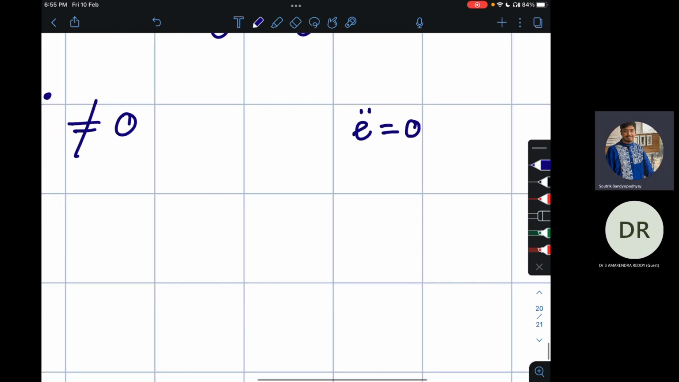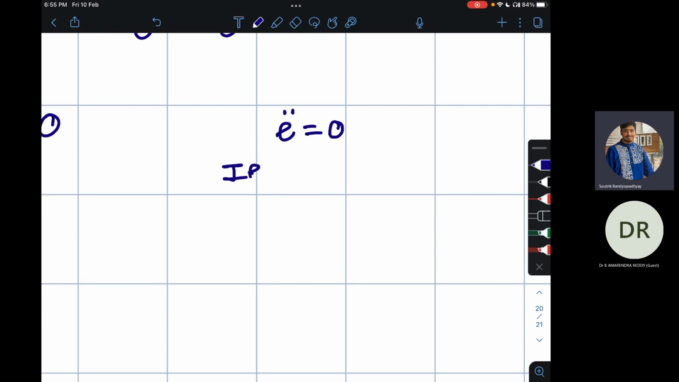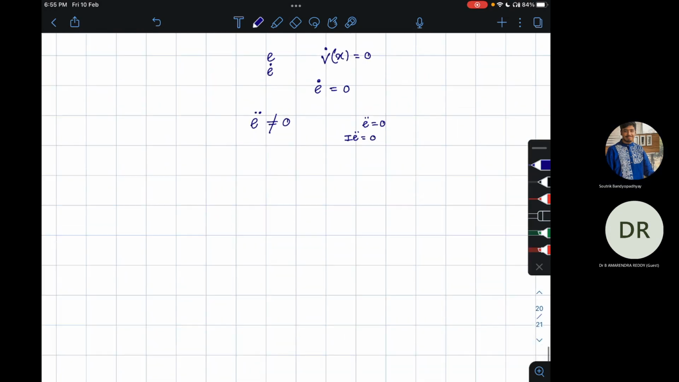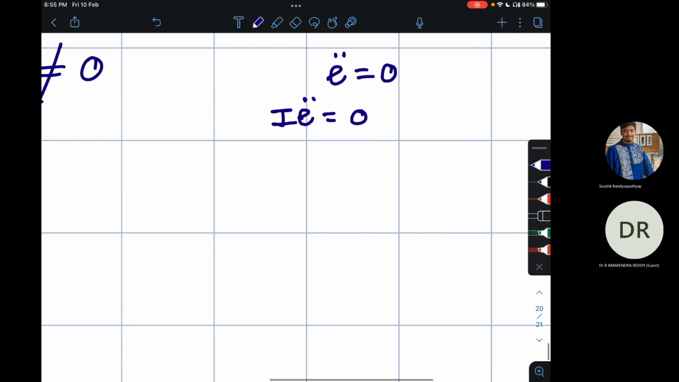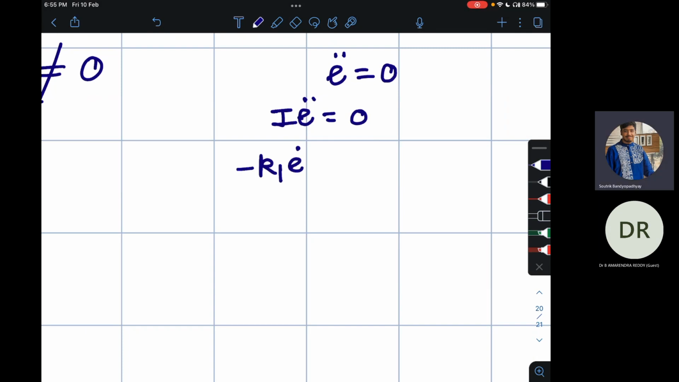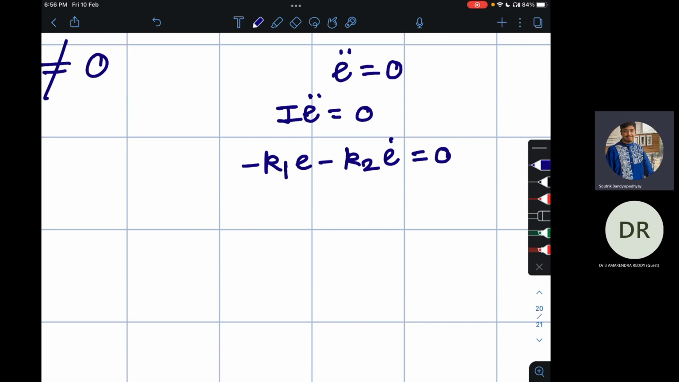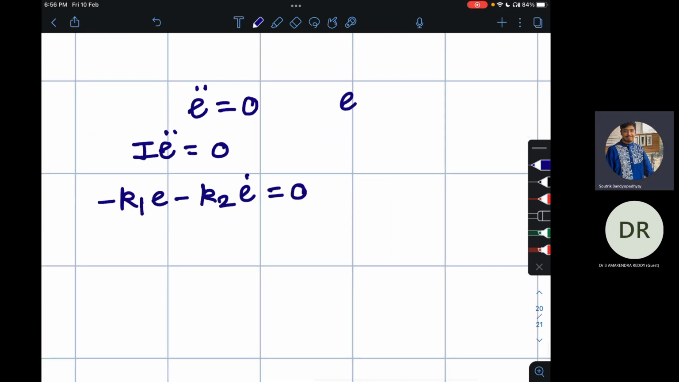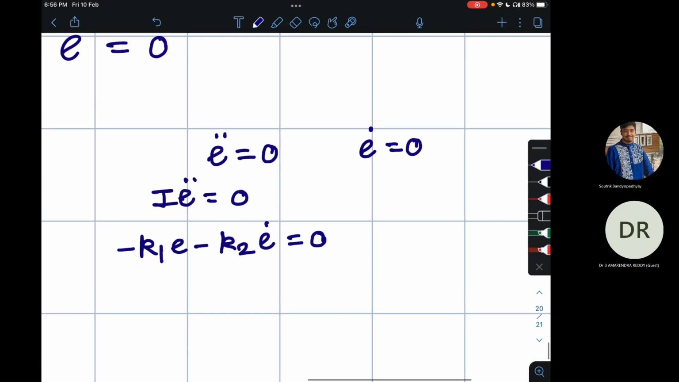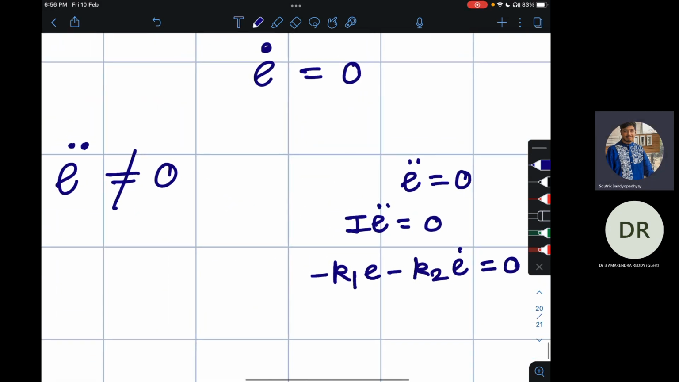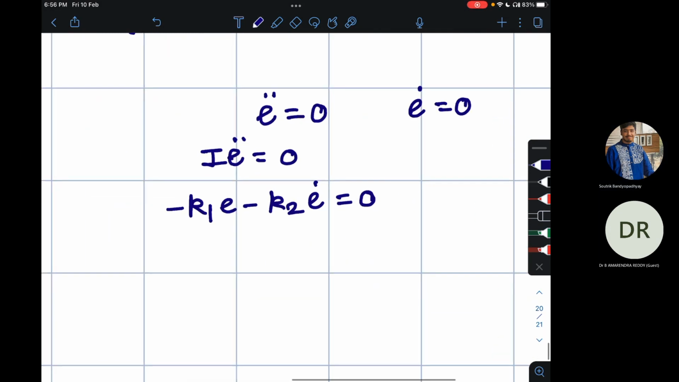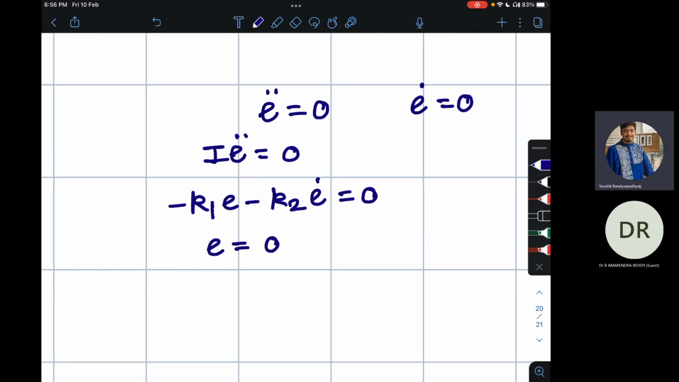So e double dot equal to 0 implies that e double dot, which was minus K1 e minus K2 e dot, is equal to 0, right? And e dot was also 0, because this was the point over here. So e is also 0.